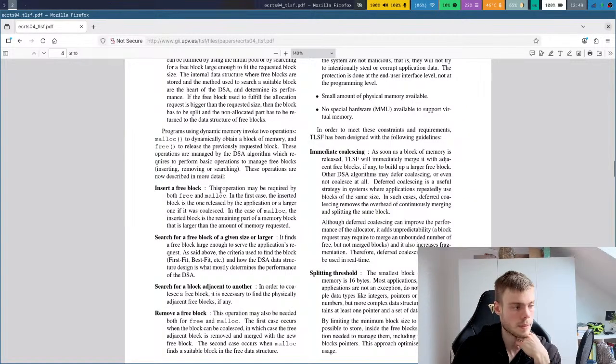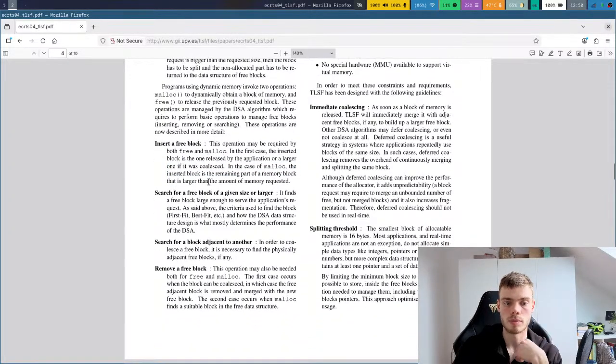Insert a free block. This operation may be required by both free and malloc. In the first case, the inserted block is the one released by the application, or a larger one if it is coalesced. In the case of malloc, the inserted block is the remaining part of the memory block that is larger than requested.